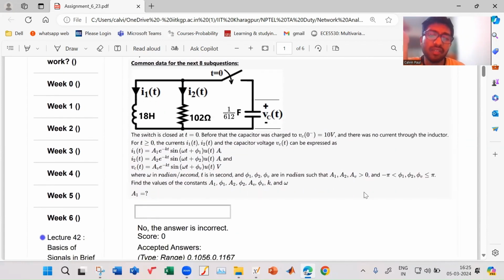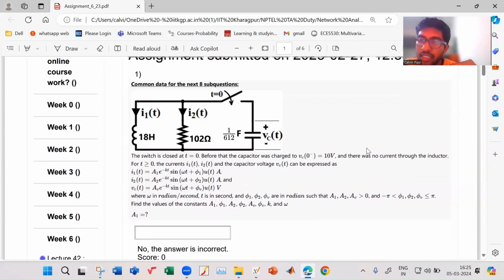So we have to find all these values. We have to make sure that A1, A2, AB are greater than 0, and these angles lie in the range minus pi to pi. So these are certain conditions: A1, A2, AB should be greater than 0, and the angles should be between minus pi to pi. So let us start solving it.